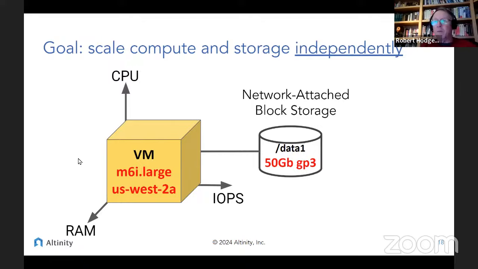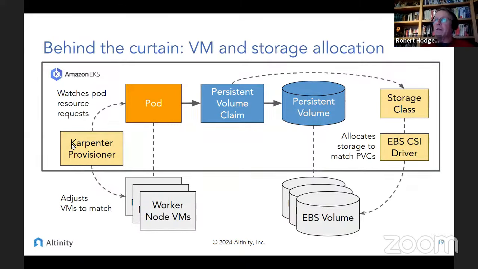So in which case we'd want to use a larger VM. Let me show you some of the things that we developed to help with that. Behind the curtain, here's what's happening in Kubernetes. I think most of you probably know this, but for compute, you have some kind of provisioner. It could be node groups, or with a cluster autoscaler, you could use Karpenter. For EKS, that's kind of recommended.